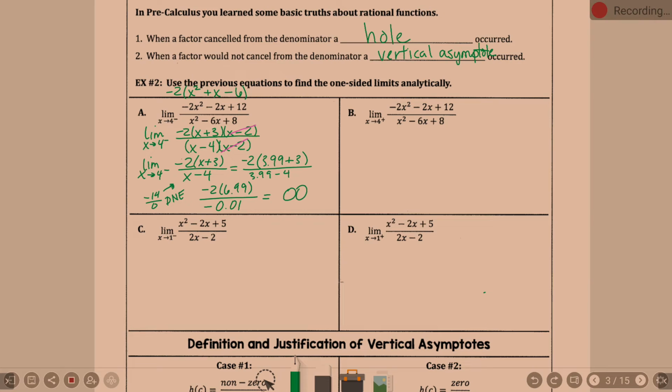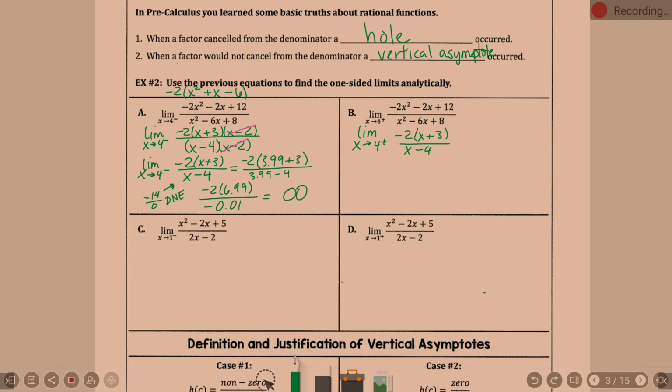Okay, shall we try B then? Because B is going to be as we approach 4 from the right. Now, I'm going to jump ahead because we've already done all the factoring, right? So even though it says that, I'm really just thinking negative 2 times x plus 3 over x minus 4. Now, in all honesty, here's something I know.